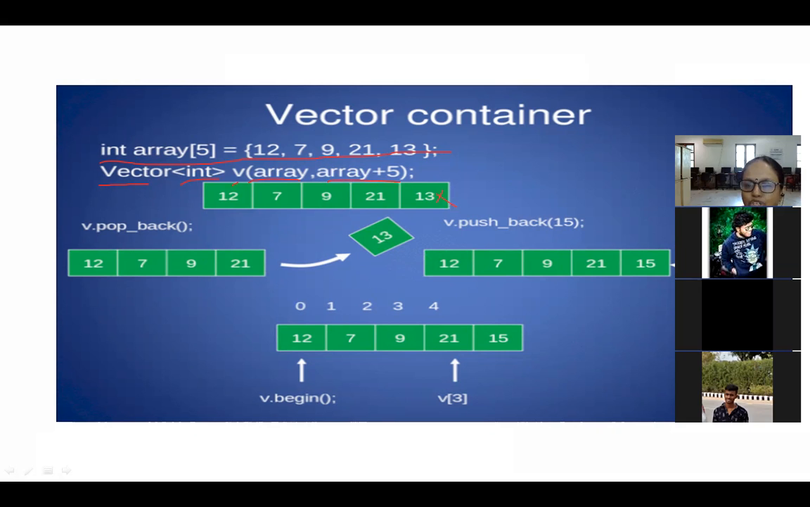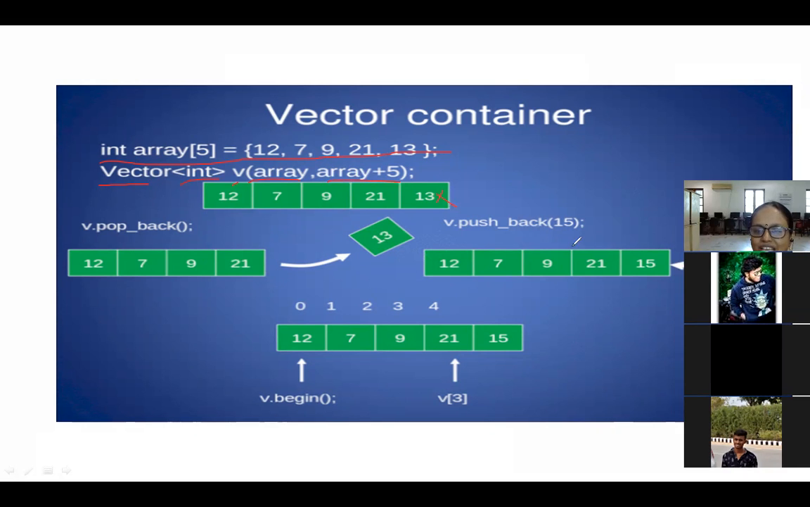If I am pushing after removing that, I say push back, and instead of 13, I can put 15. Begin of the array. B of 3, we all know the indexing: this is 0, this is 1, this is 2, this is 3, and this is 4. We all know the indexing always starts from 0. So you have to understand that. It is a vector container. That's why we have seen vector.